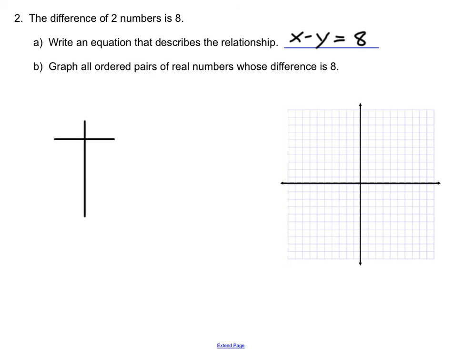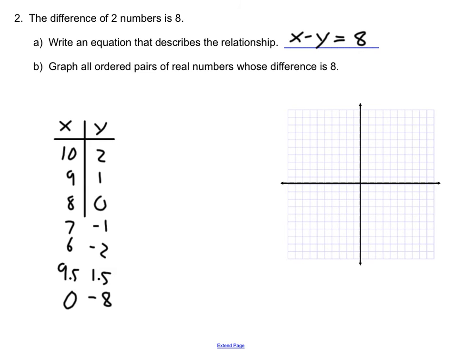Then we're supposed to graph the ordered pairs. Again, to graph, we start with a table. We need to come up with some pairs of numbers where the difference is 8. 10 minus 2 is 8, so that works. 9 minus 1, 8 minus 0. 7 minus negative 1 and 6 minus negative 2 also work. Don't forget we can use negative numbers. We can also use decimals and fractions. 9.5 minus 1.5 equals 8. And 0 minus negative 8.